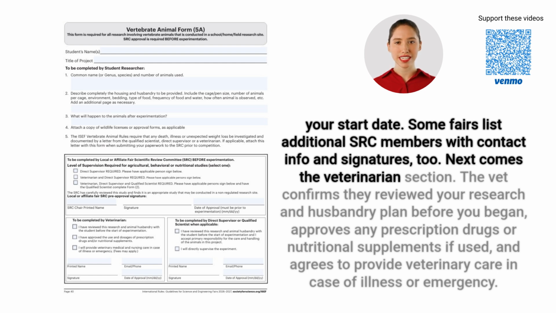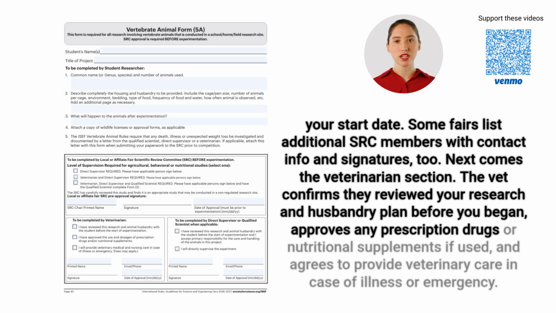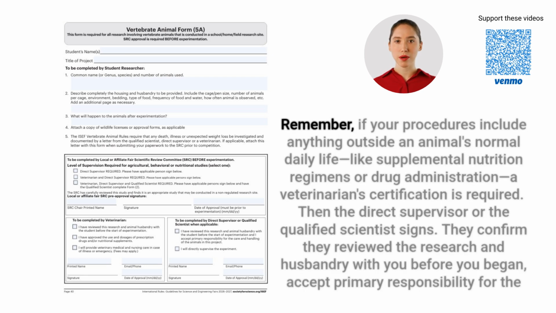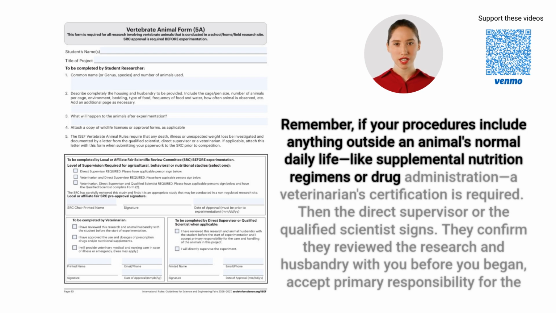Next comes the veterinarian section. The vet confirms they reviewed your research and husbandry plan before you began, approves any prescription drugs or nutritional supplements if used, and agrees to provide veterinary care in case of illness or emergency. Remember, if your procedures include anything outside an animal's normal daily life, like supplemental nutrition regimens or drug administration, a veterinarian certification is required. Then the direct supervisor or the qualified scientist signs.